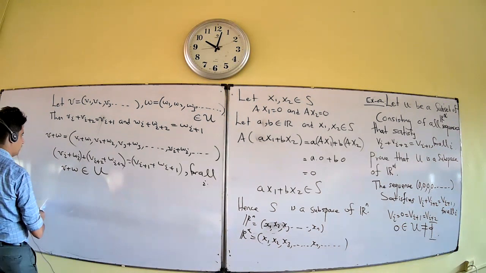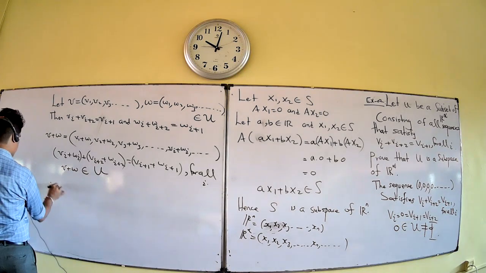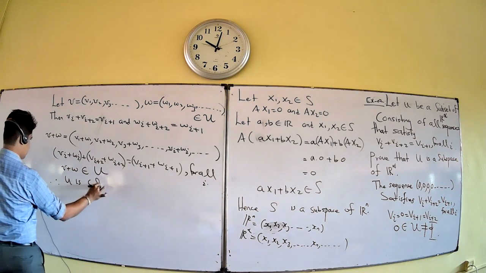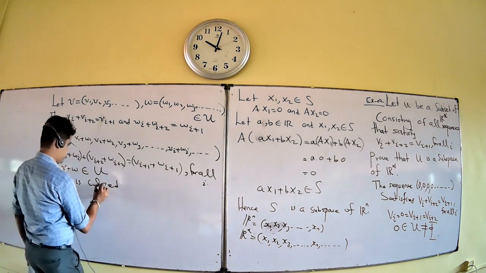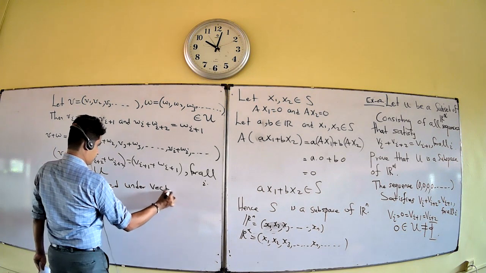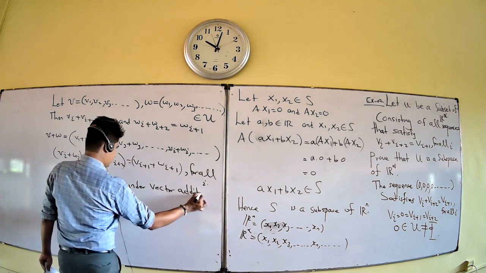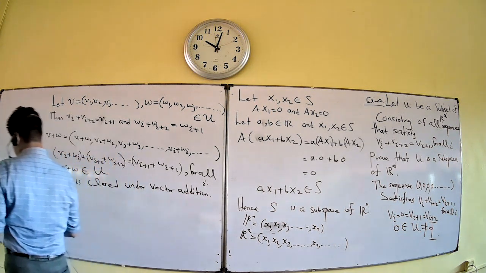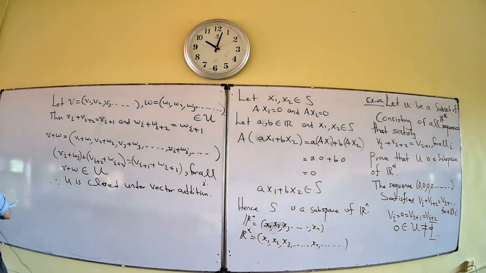Therefore, U is closed under vector addition.